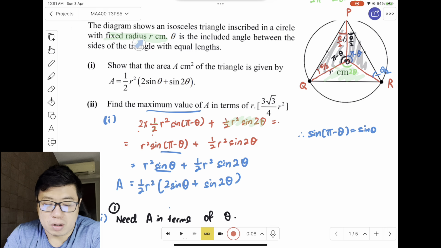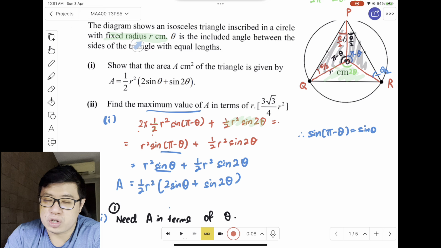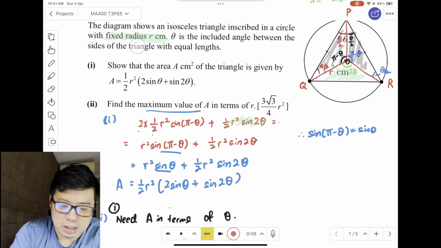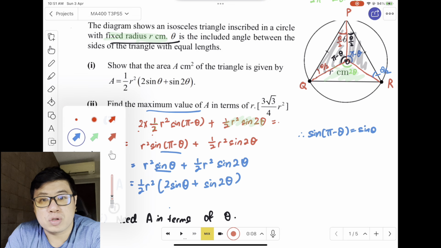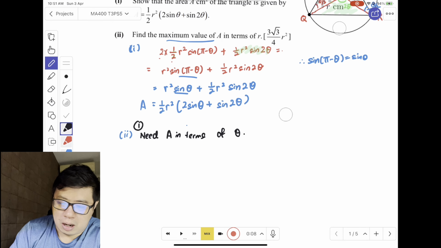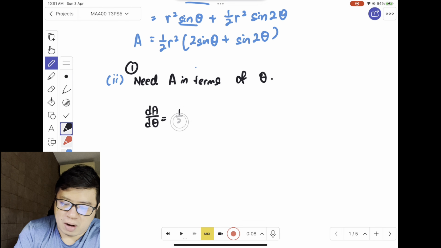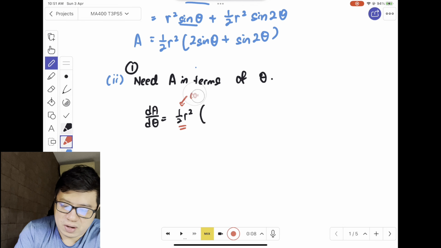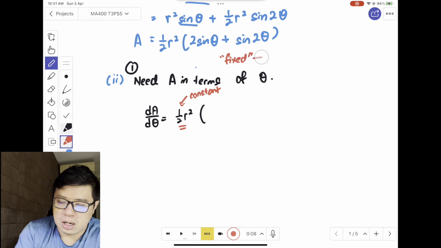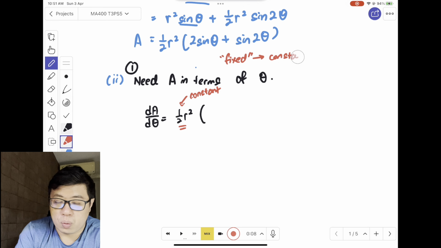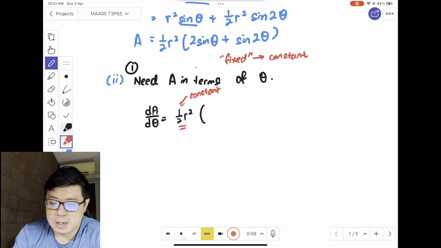R is fixed. Okay, so if they say that r is fixed, that means r is a constant. We cannot differentiate with respect to r. So do take note. This is very important. This might be the part where most of you may be stuck. Now dA/d theta here, I'm just going to differentiate. I'm going to keep half r squared outside. Take note that this is a constant. This is fixed. The moment they use the word fixed, it's trying to tell you that r is a constant that you don't have to worry about when you are differentiating. It is not a variable.